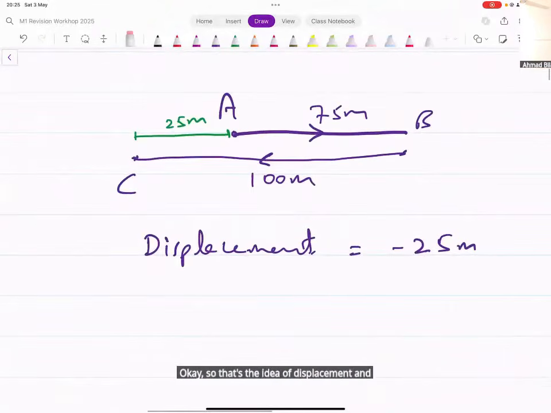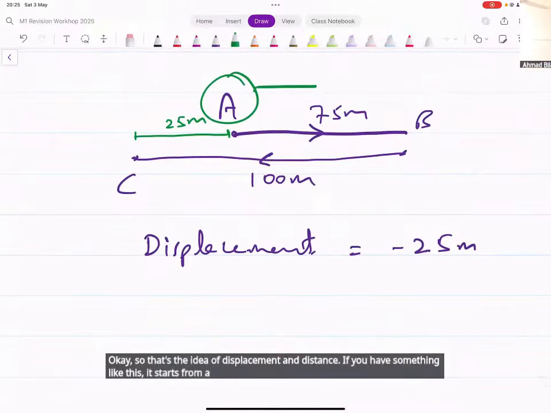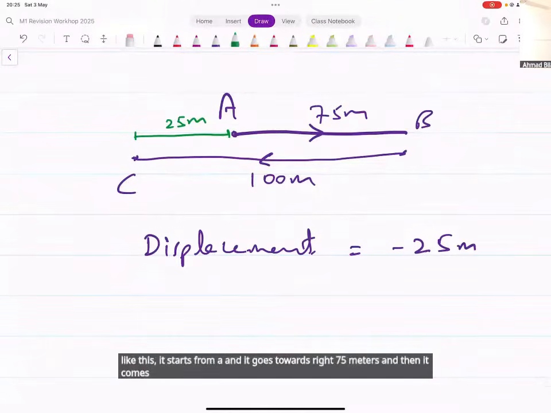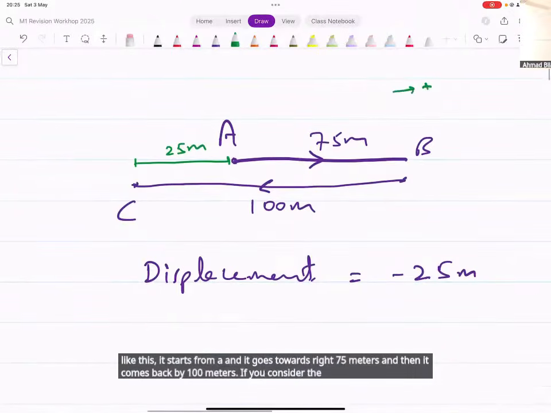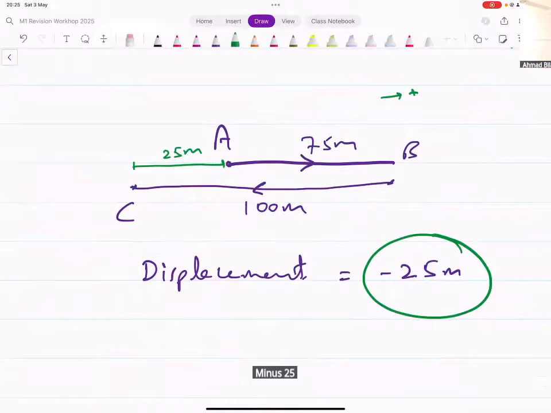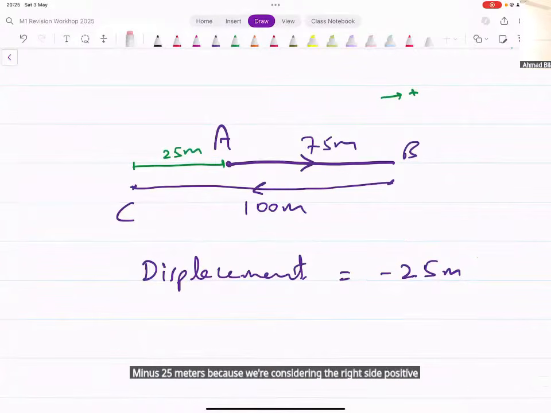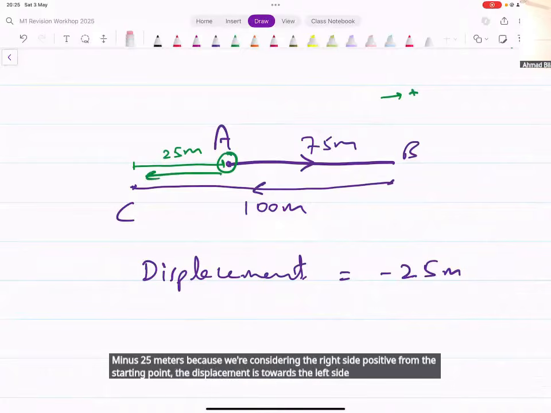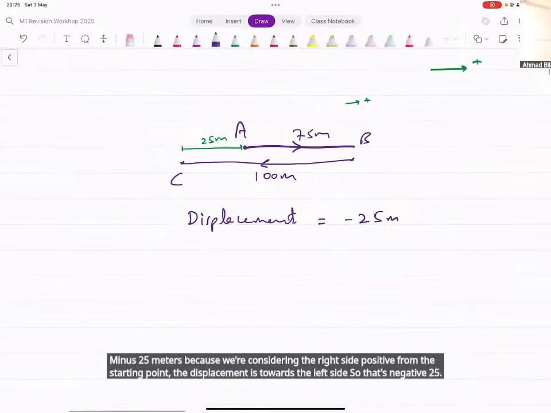If you have something like this, it starts from A and it goes towards right 75 meters, and then it comes back by 100 meters. If you consider the right side positive, you can say the displacement in this case is minus 25 meters, because we're considering the right side positive. From the starting point, the displacement is towards the left side. So that's negative 25. That's the value for displacement that we've got.